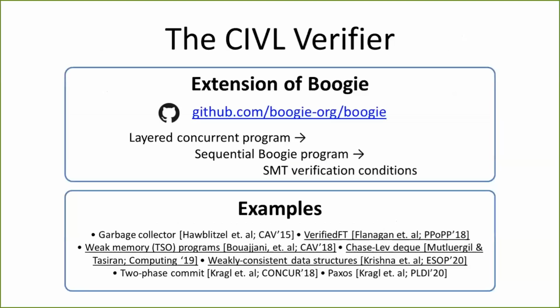Our tool, the CIVL verifier, is implemented as an extension of Boogie and publicly available on GitHub. CIVL takes a layered concurrent program as input and encodes its refinement proof rule as the safety of a sequential Boogie program. Then the existing infrastructure of Boogie is used to send logical verification conditions to an SMT solver. CIVL comes with over 100 regression tests, and a number of published papers describe non-trivial examples verified using CIVL. The highlighted ones on the slide were written by researchers other than the developers of CIVL.